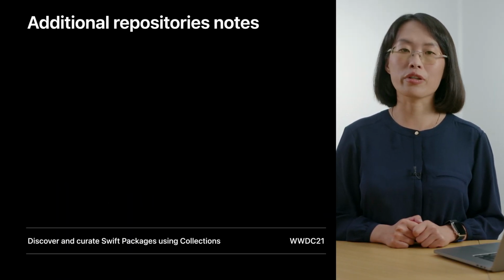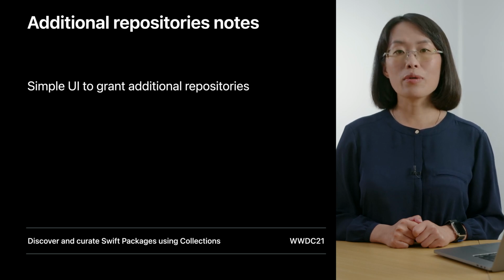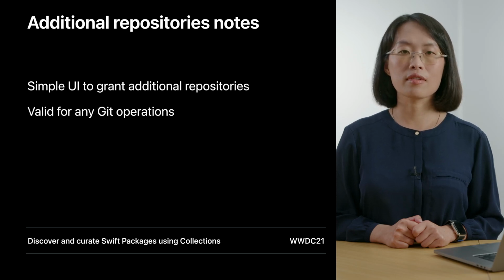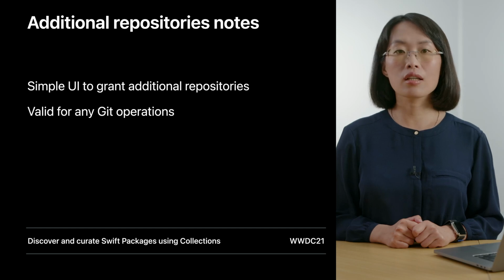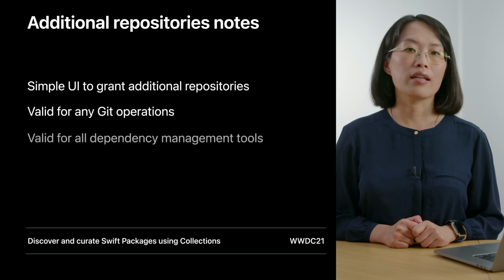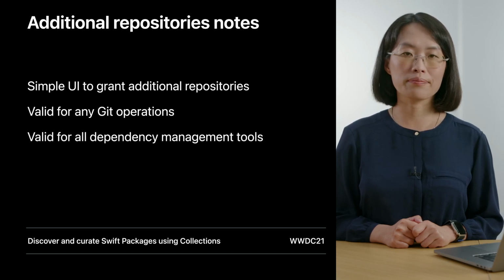Xcode Cloud will detect dependency-referenced repositories during a build. When we add a dependency that Xcode Cloud does not have access to, the UI provides a quick and easy way to fix this issue. This is valid for any Git operations, including cloning a repository inside a custom script or referencing a Git submodule. This also applies to all the other dependency management tools.